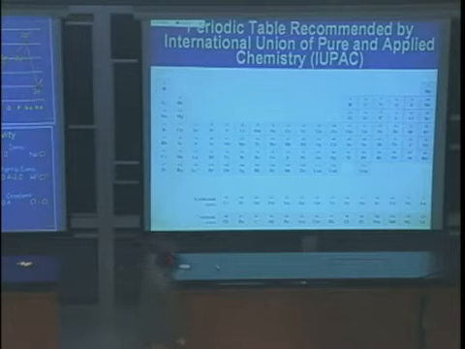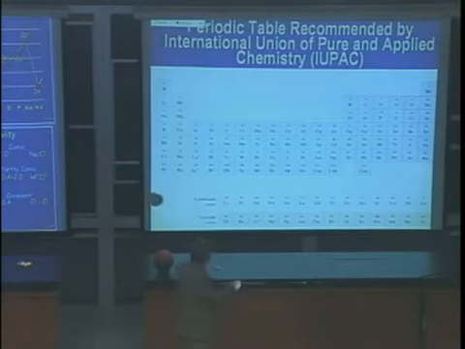You have groups from 1 to 18 here, and element number 111 is already named. This is roentgenium. 112 will be named soon. And you have a total of 111 confirmed elements, and very soon a total of 112, and very soon a total of 114 confirmed elements.